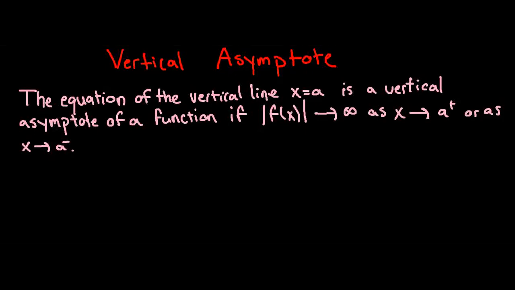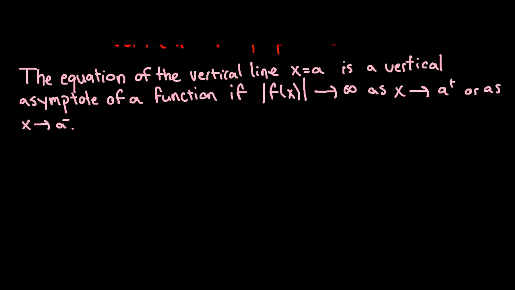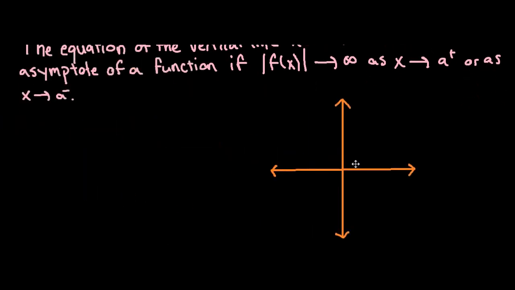The equation of the vertical line x is equal to a is a vertical asymptote of a function if the absolute value of f(x) goes to infinity as x approaches a from the right or as x approaches a from the left. So let me draw what a vertical asymptote looks like.